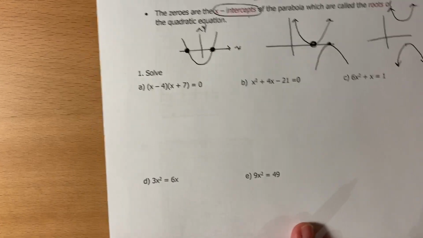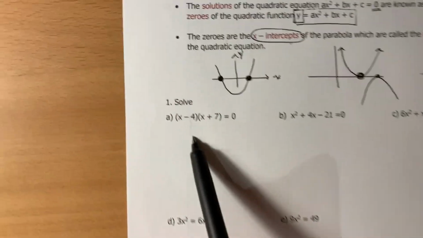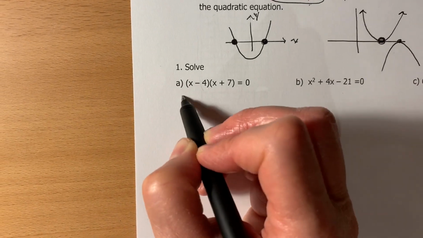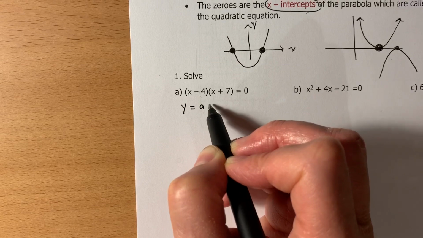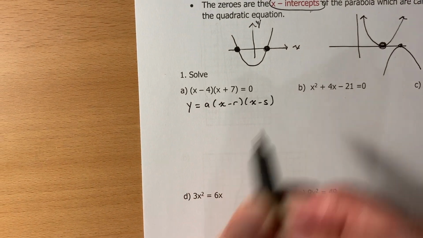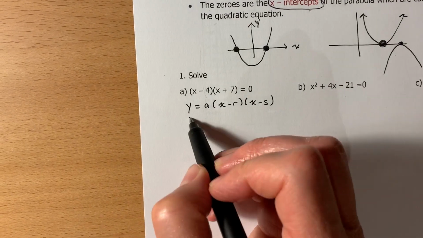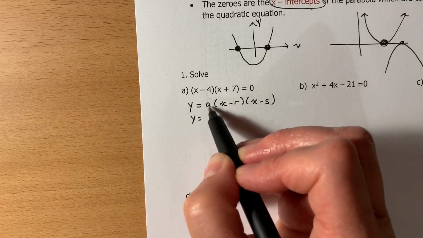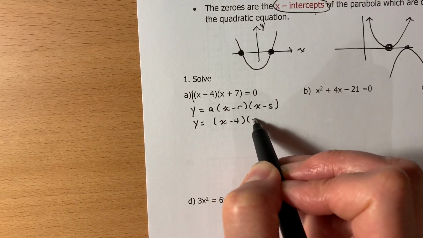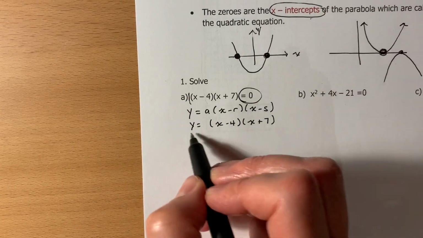So let's look at a couple of examples. Okay, let's look at this one. This is something that should look already familiar. Do you remember seeing this in chapter 4? And we saw it in chapter 5? Okay, so this looks like this. I'm just going to rewrite this. The a value here is 1. Looks like this. Now we have a 0 here because we're solving it.